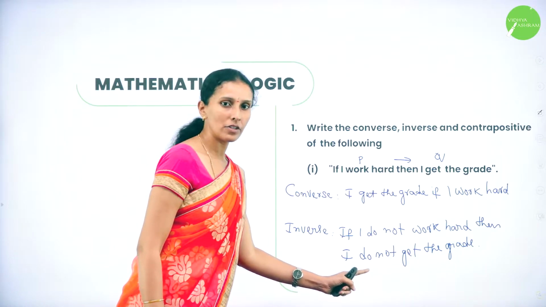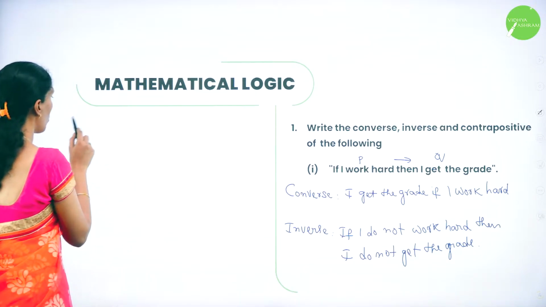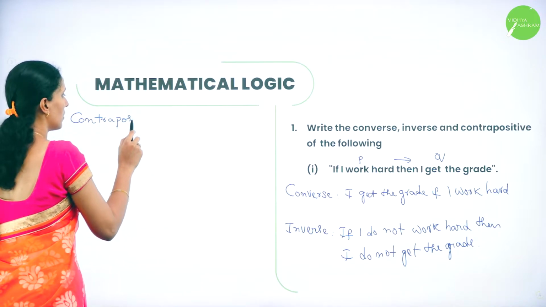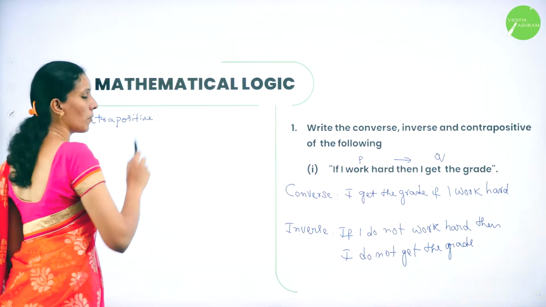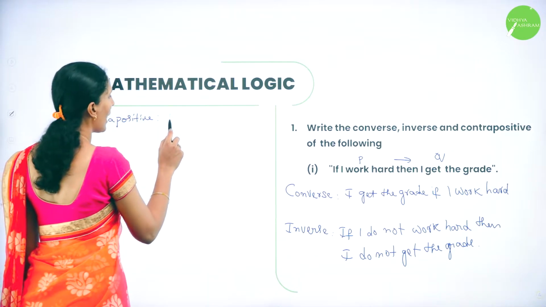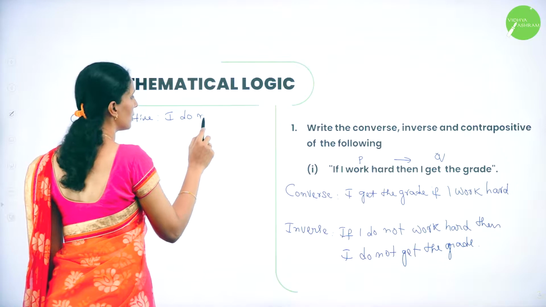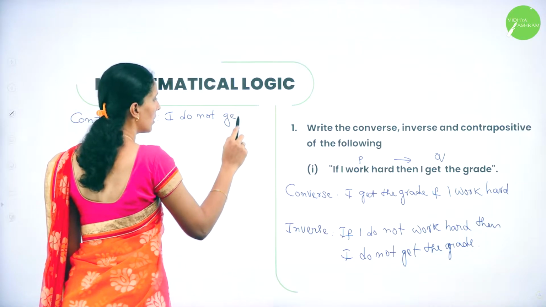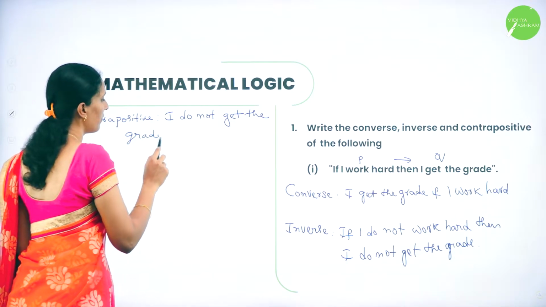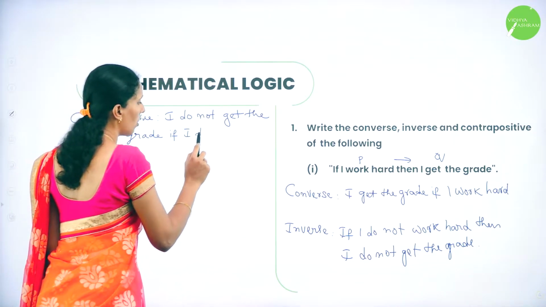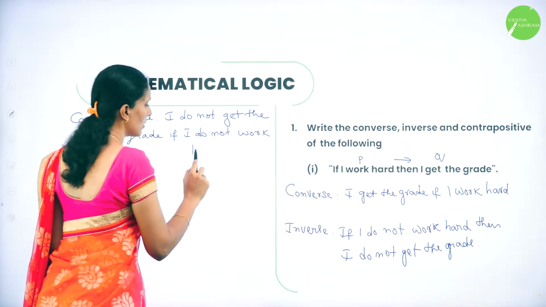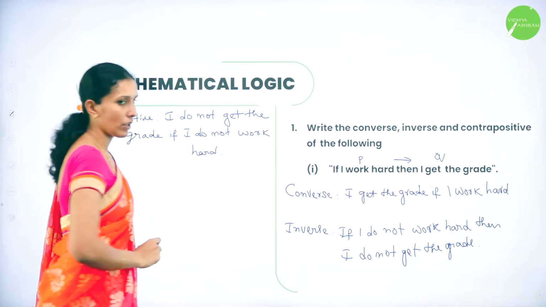Contrapositive is the reverse of the inverse statement. So contrapositive is not Q implies not P. So what is not Q? I do not get the grade. I do not get the grade if I do not work hard. So this is the contrapositive of the given statement.